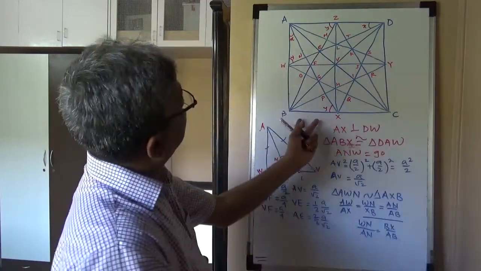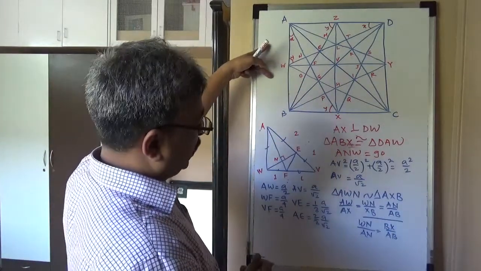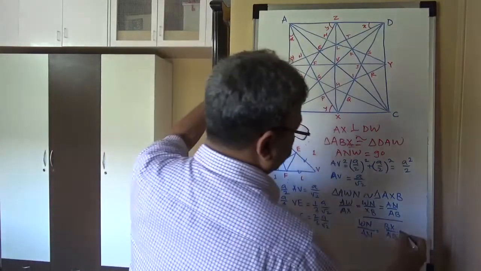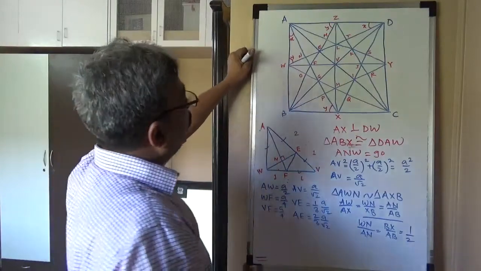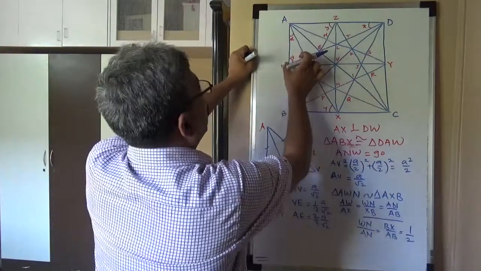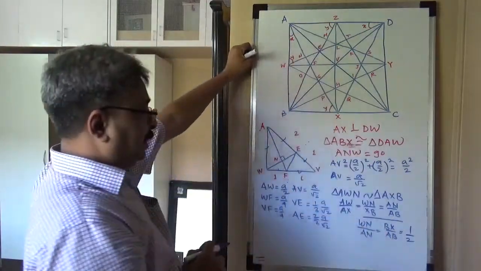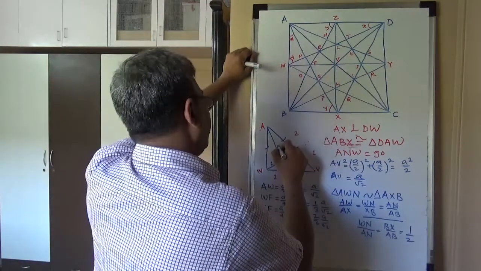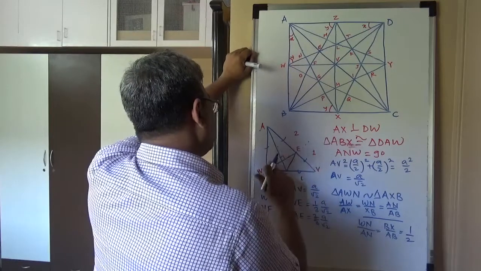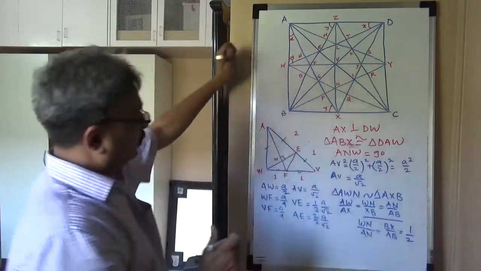But BX upon AB is 1:2. This is 1 upon 2, this is half and this is full. Therefore, WN upon AN is 1:2. So WN is 1 and AN is 2. So WN upon AN is 1:2.